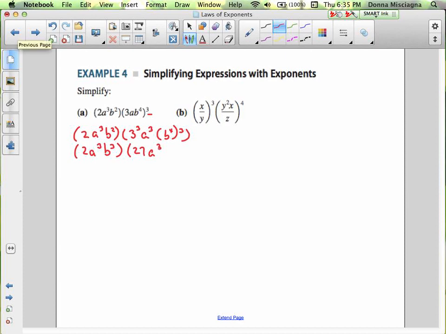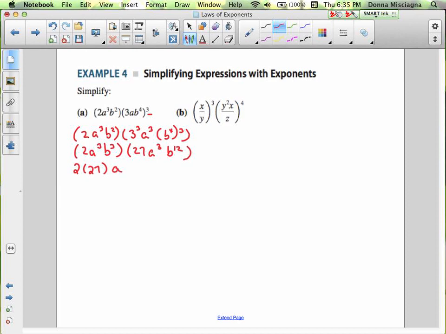And b to the 4th power cubed would be b to the 12th power. All right, so now we can multiply the coefficients together, and we can multiply the like bases together. So this is going to be 2 times 27. The two coefficients can be multiplied.